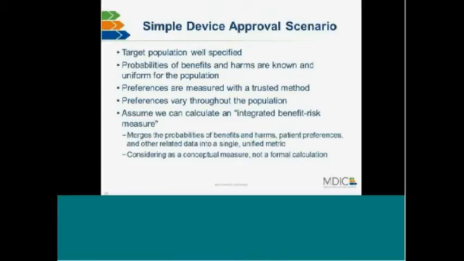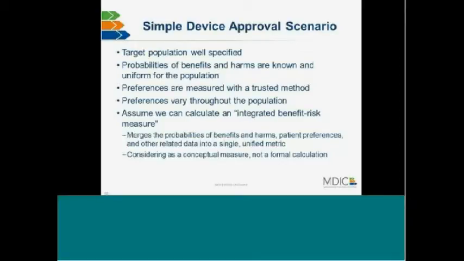The population is perfectly uniform with respect to probabilities of benefits and harms, so they don't differ with respect to that. What they do differ with respect to is preferences, and we have perfectly measured preferences. The method is valid, nobody would question it, and the preferences vary throughout the population.